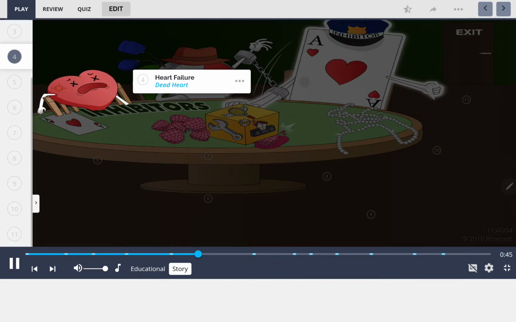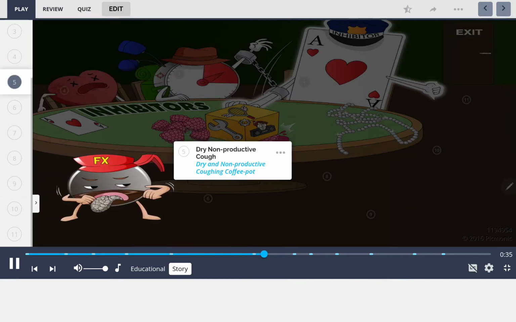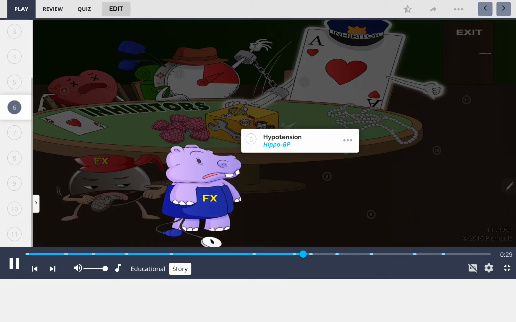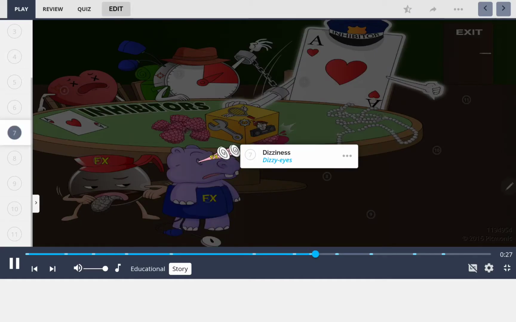And dead hearts is something the ACE inhibitor can't allow. As a side effect of this agent breaking up the game, everyone watching tried to make for the door before they were arrested. The dry coffee gave a little non-productive cough and elbowed his friend to let him know it was time to go. But the Hiker BP was entranced. A spinning raspberry poker chip on the table was giving him dizzy eyes.